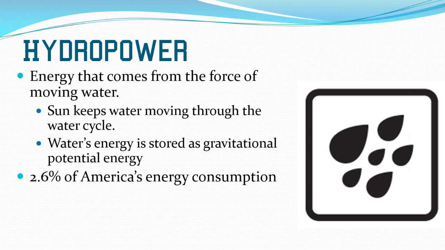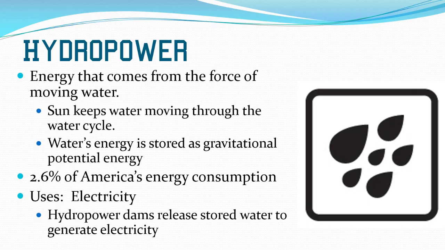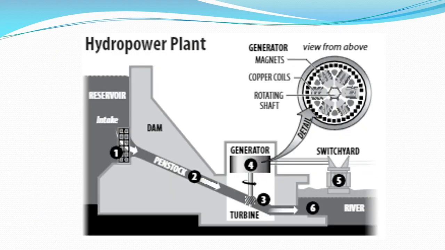About 2.6% of America's energy consumption is through hydropower. We use this mostly for electricity. Hydropower dams convert stored water from gravitational energy to electrical energy.